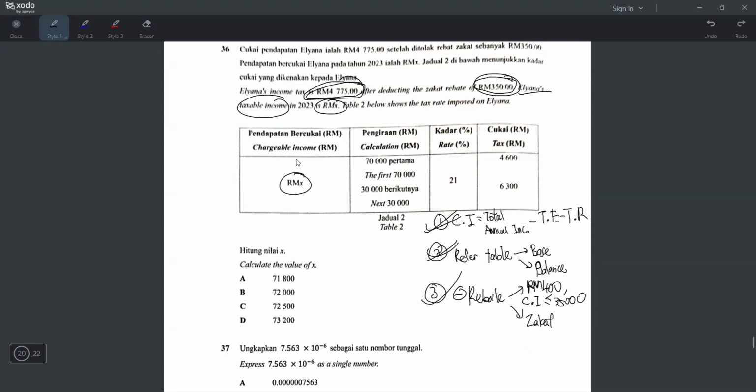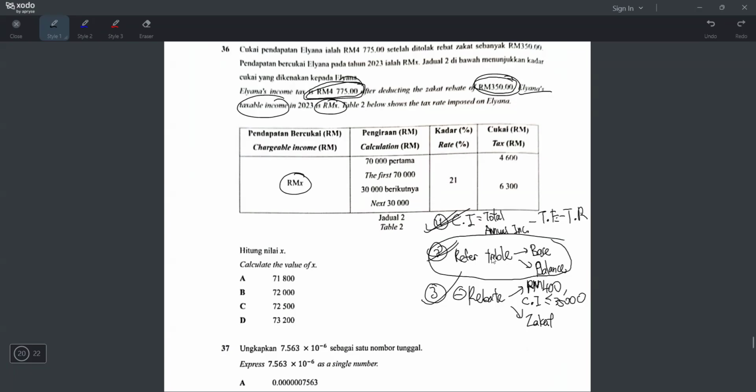Okay, it's okay. Even if they never give you the chargeable income, it's okay because they give you the final answer. They give you the income tax, right? So you find it backwards. Okay, how to find it backwards? First, you already have your chargeable income X already. It means the X is already after you minus the exemption and tax relief. So you don't have to do step 1 already. You can straight away do step 2 because the X is already the chargeable income.